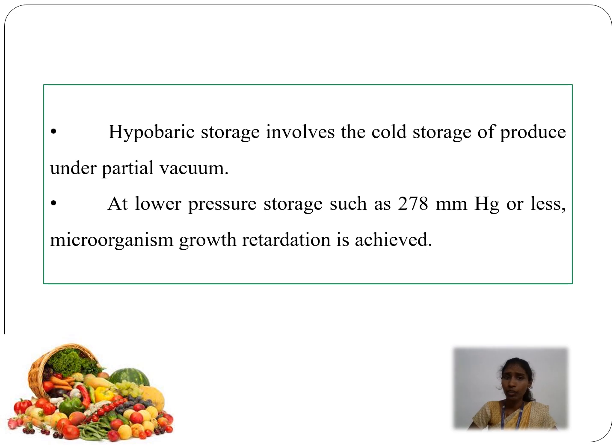So we know there will be an evacuation of the air. So there will be a vacuum system to evacuate the air which is produced by the respiration of fresh produce. So at low pressure, that may be the range we have given here, 278 mm mercury or even a lower pressure, the microorganisms cannot grow or their growth will be retarded.